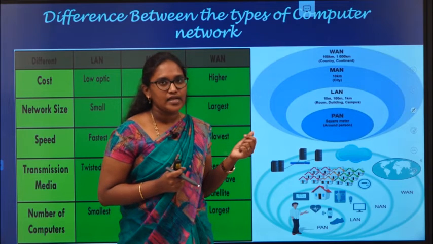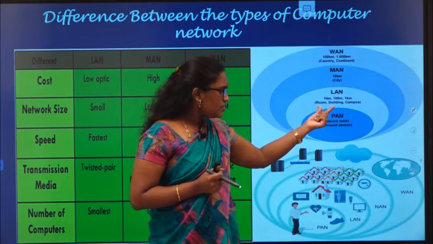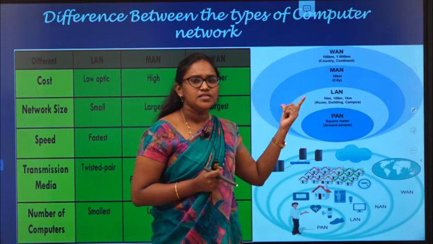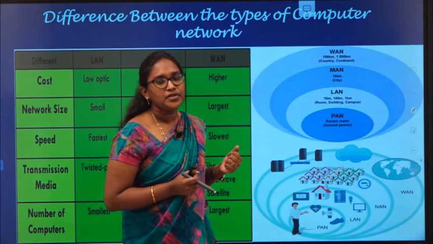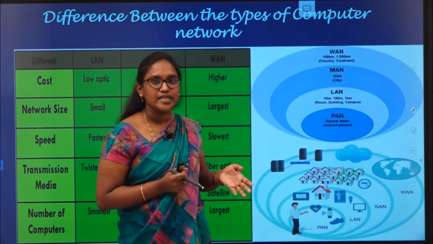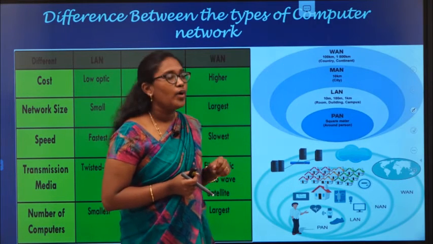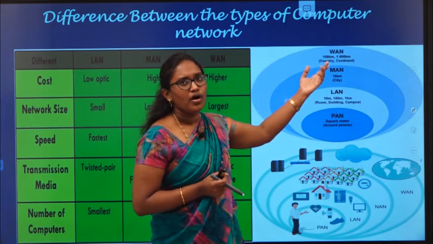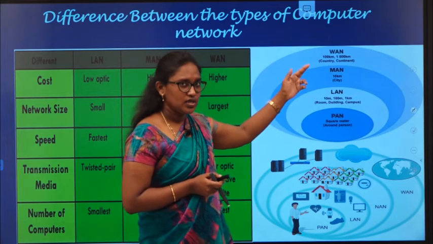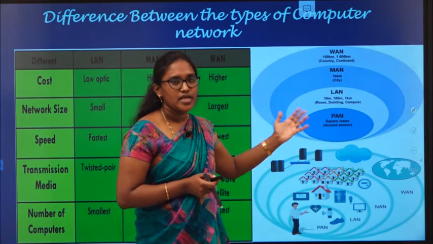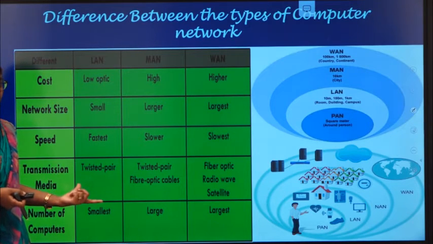Here, a local area network has a capability of sharing from 10 meters to 1 kilometer. That means within a 10 meter to 1 kilometer range you can exchange data. Next one, metropolitan area network. Within that city or within that state you can exchange the data. Next one is wide area network. Irrespective of kilometers or meters, you can exchange the data. This is how the capacity of sharing is classified.